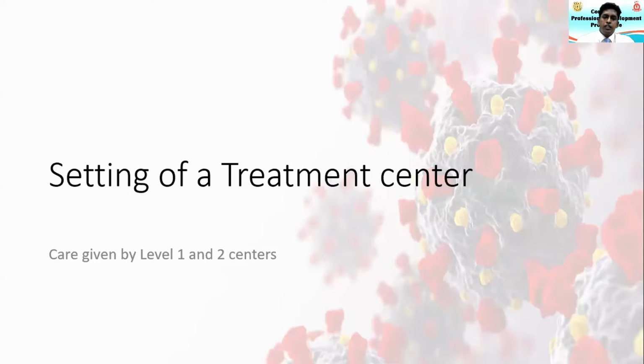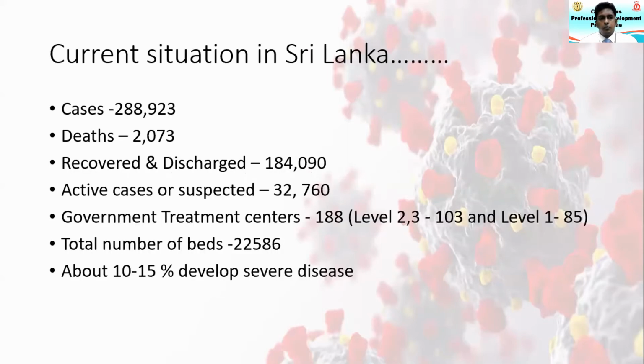Okay, so next we are going to discuss the setting of a treatment center, just the care given at level 1 and level 2. All right, this is the current situation. Up to today, we have over 200,000 cases and over 2,000 deaths.